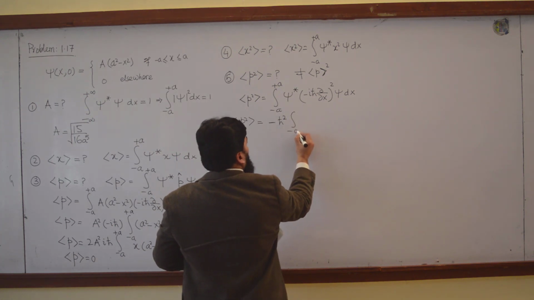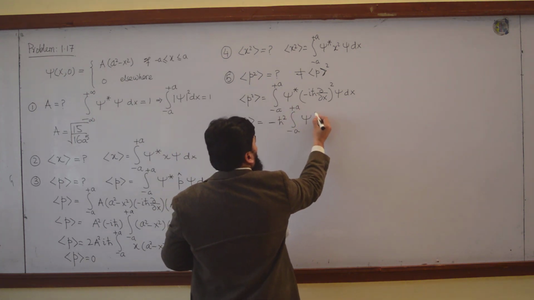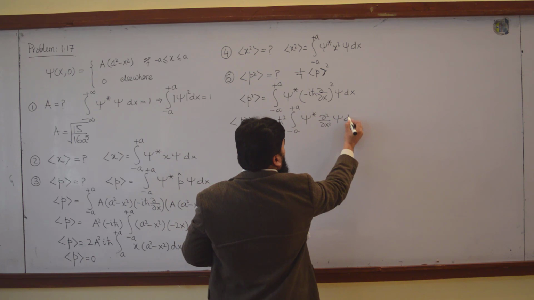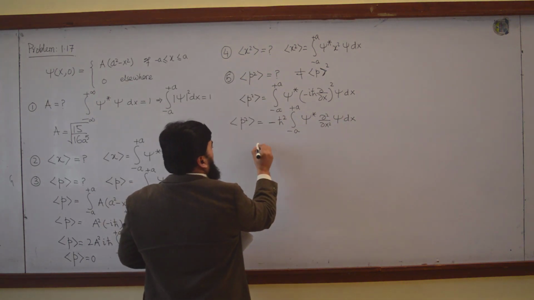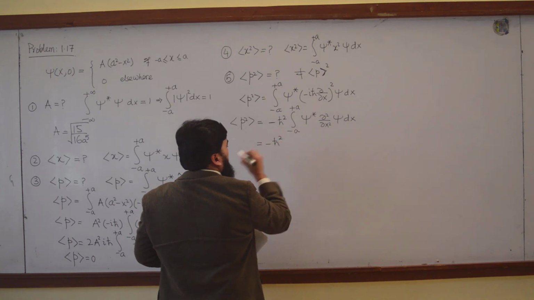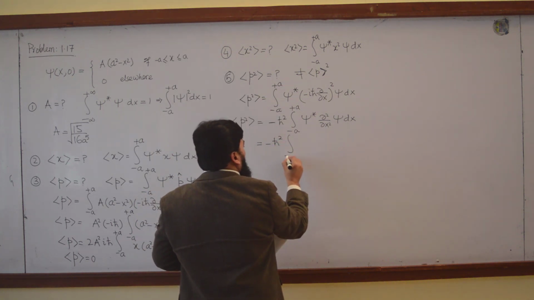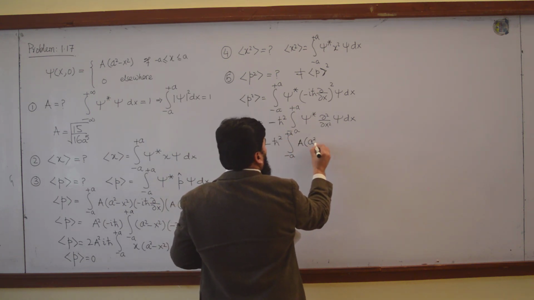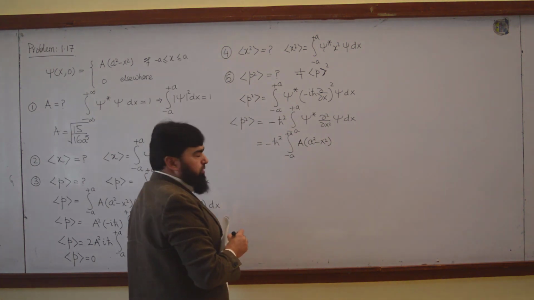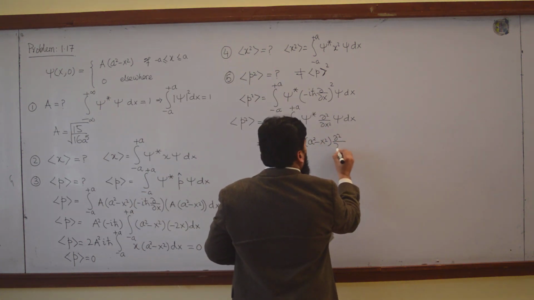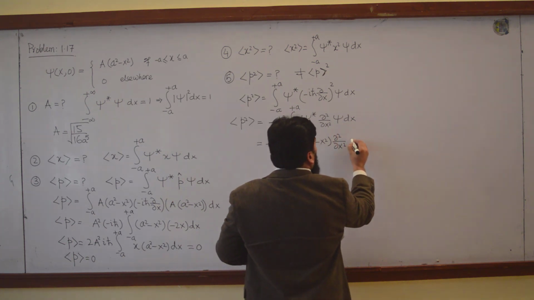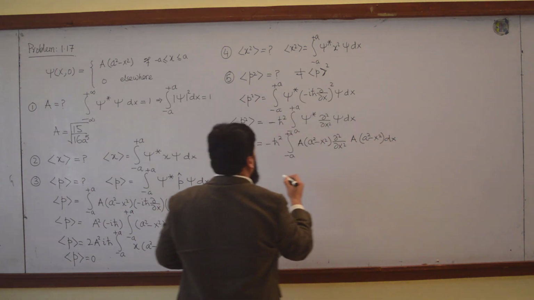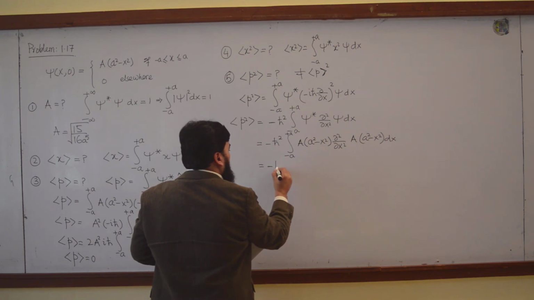And then from minus a to plus a, psi conjugate and curly square by curly x square and psi dx. And this thing is equal to minus h bar square, and from minus a to plus a, what is psi conjugate? It is the same, a square minus x square, because there is no i involved, and curly square by curly x square. And what about psi? It is a square minus x square dx. So this is equal to minus h bar square.